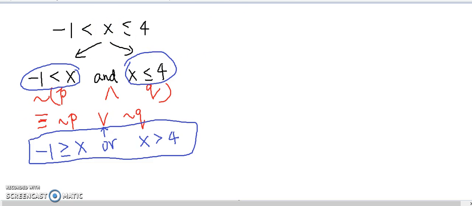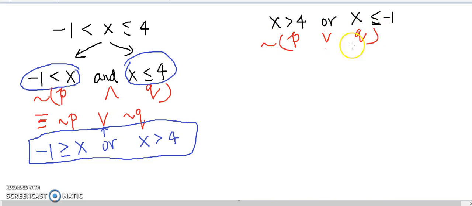Similarly, we can start with an or statement, for example, x > 4 or x ≤ -1. When we do the negation of P or Q, it is congruent to the negation of P and the negation of Q.